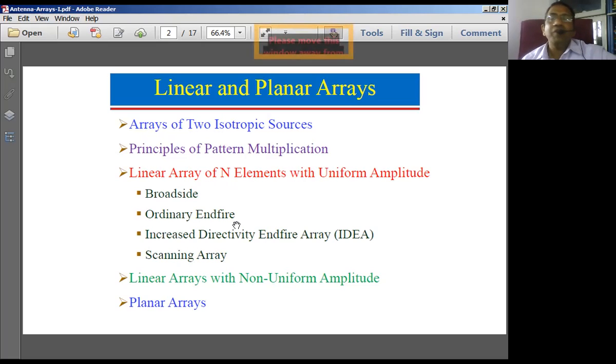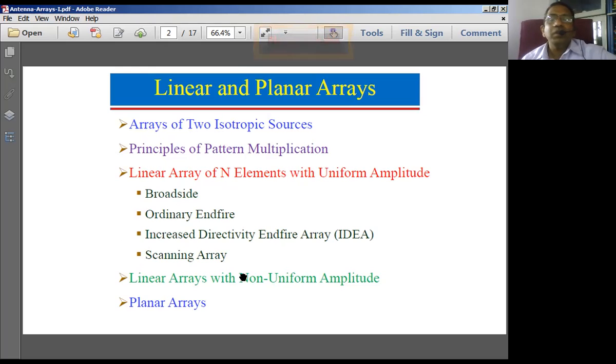In the previous classes, in the very beginning, we discussed broadside arrays and end-fire array antennas. Broadside is where the radiation pattern is in the direction normal to the axis of the antenna. End-fire is in the direction of the axis of the antenna. So that is the basic difference we have.